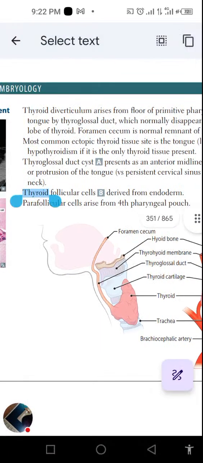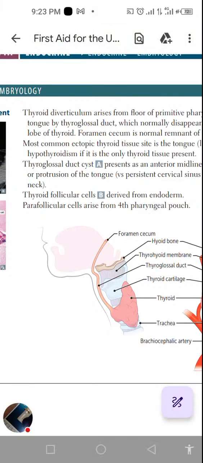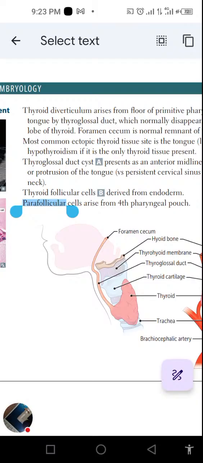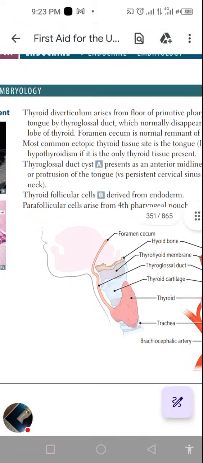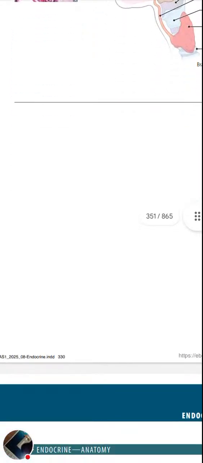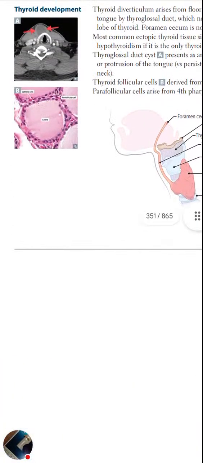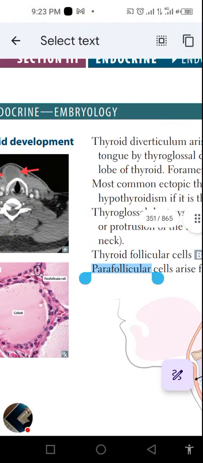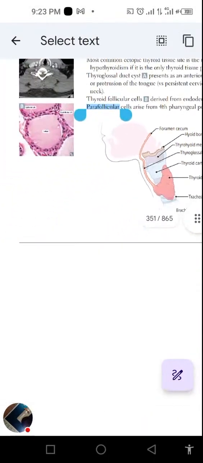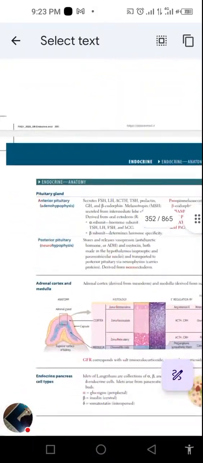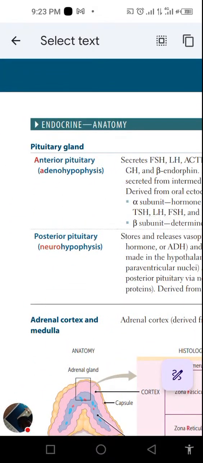Thyroid follicles are cells derived from endoderm. Parafollicular cells arise from the fourth pharyngeal pouch. It is very important to memorize this from the exam point of view. So one is endoderm, from which thyroid follicular cells are derived. The other is parafollicular cells, which arise from the fourth pharyngeal pouch. This is the little embryological significance of the thyroid gland.